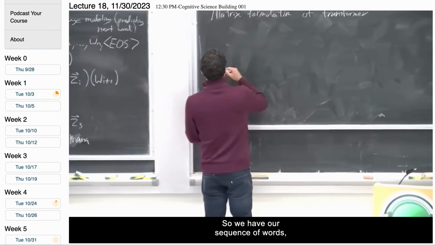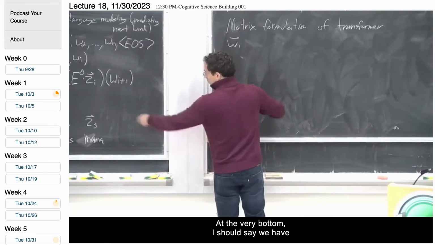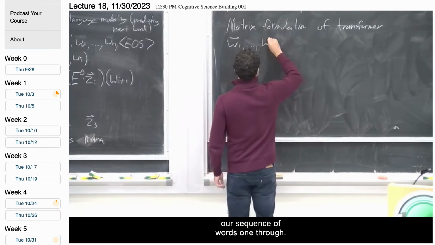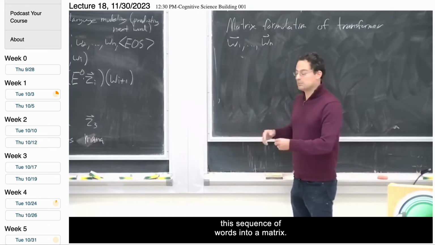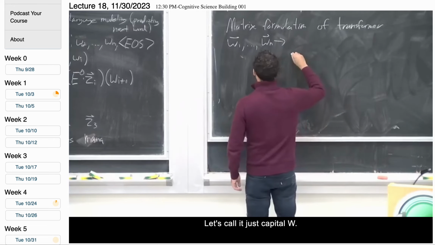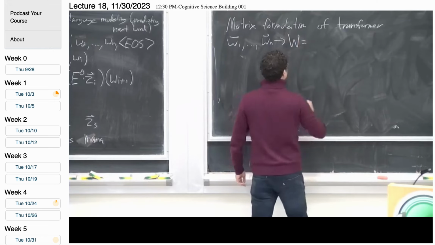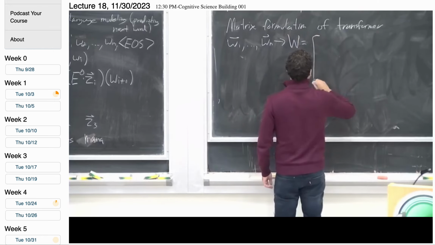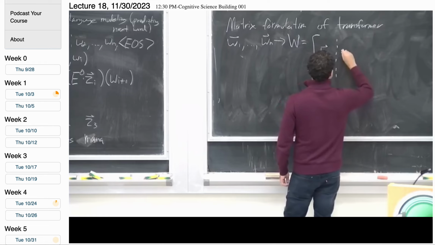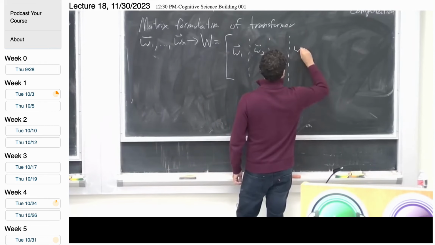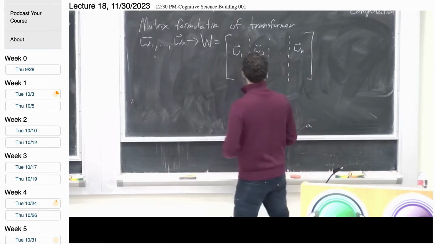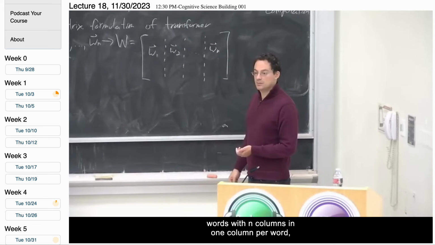So we have our sequence of words. We'll start from the very bottom, I should say. We have our sequence of words, W1 through WN. What we're going to do is put this sequence of words into a matrix. Let's call it just capital W. So we have a new matrix of words with n columns in it, 1 column per word.